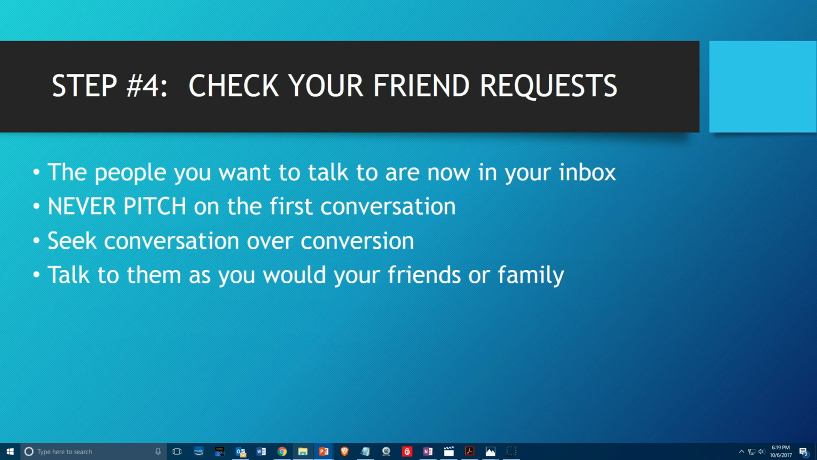Once we've gone through step 3, we are now at step 4, which is to check your friend requests. The people you want to talk to are now in your Facebook inbox, under the message requests. When you are on your profile, we don't want it to be a walking bulletin board. So when people start to follow you back and they are now in your inbox, you're going to want to start up conversations with them.